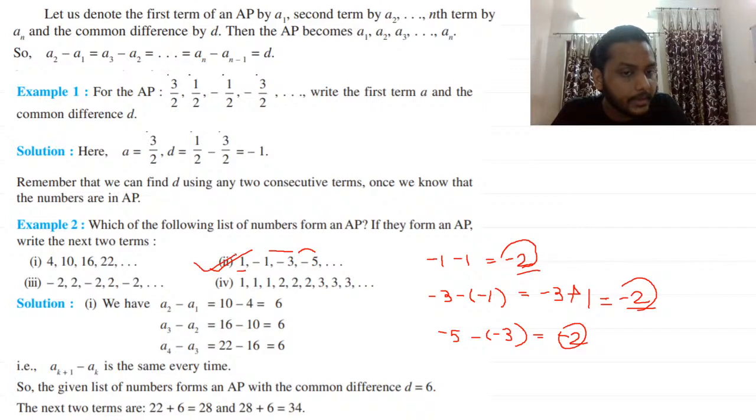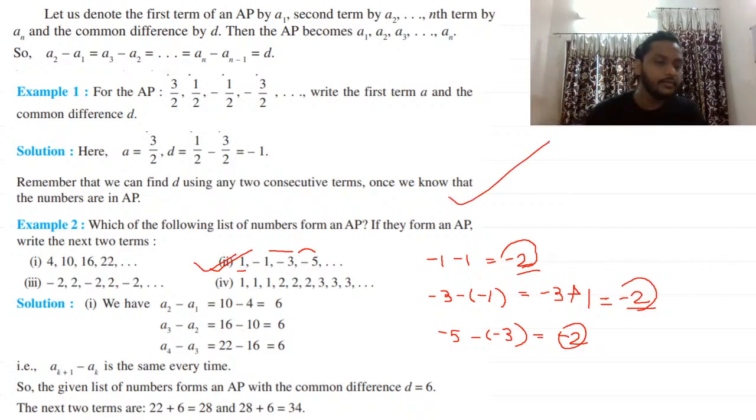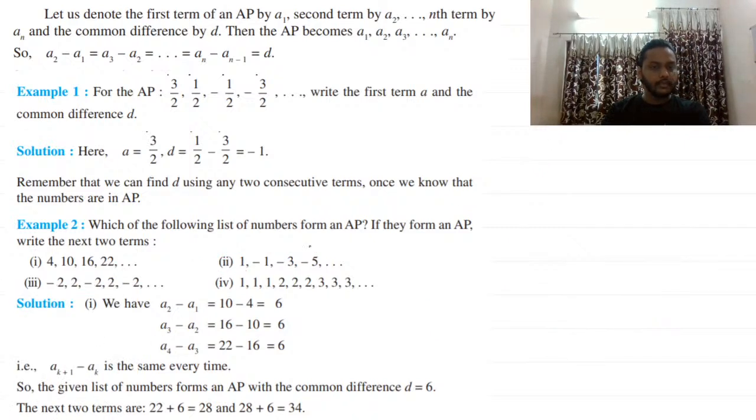ये आपका AP है. Am I clear or not? You got it, guys? Everyone clear with this? Tarang, is it clear to you? PPS Chaudhary, Avnish, clear or not? You got it? So this is your AP. Now let's talk about the third one.